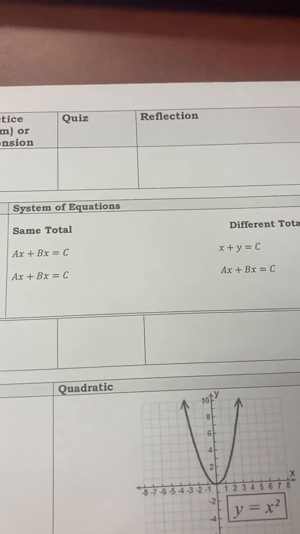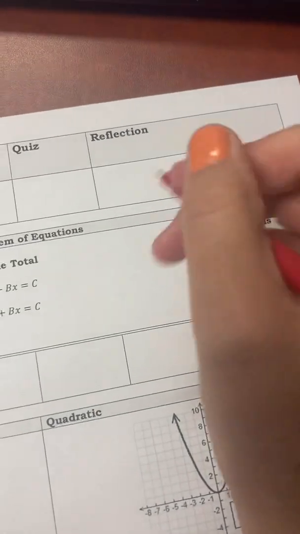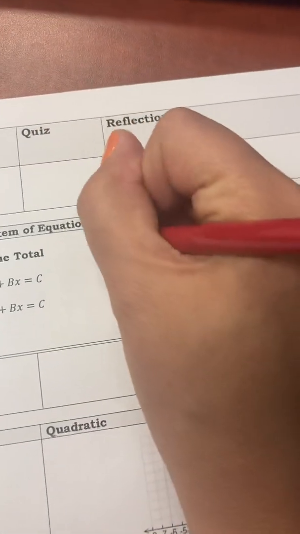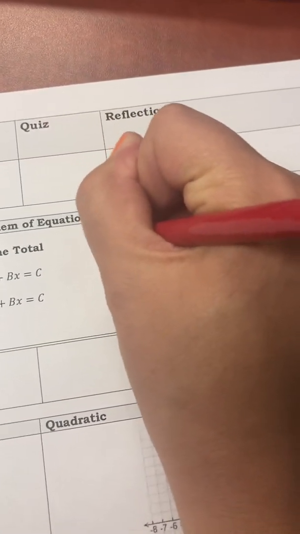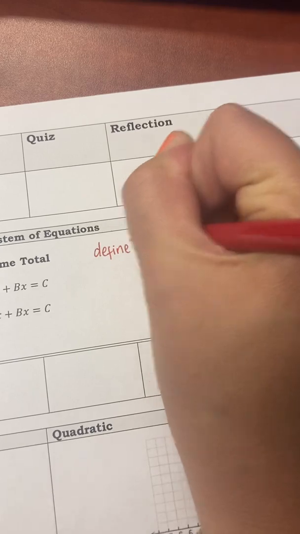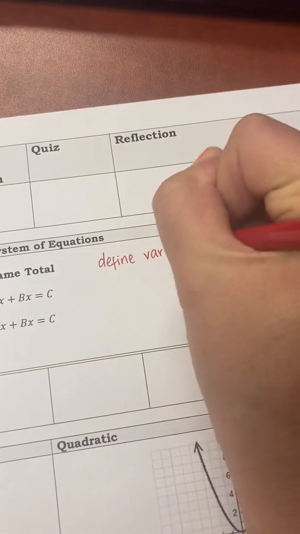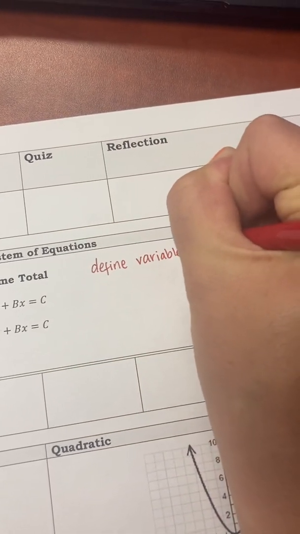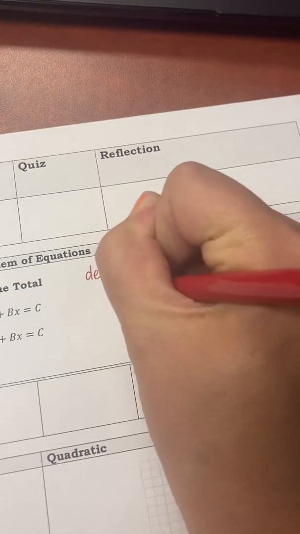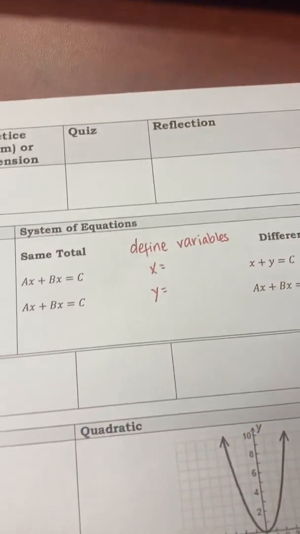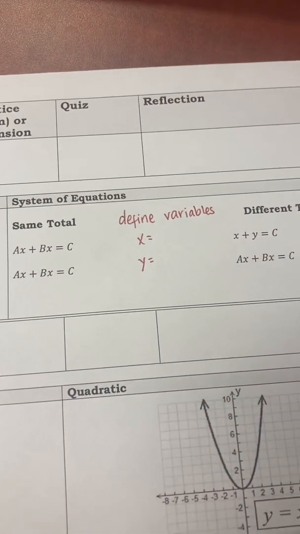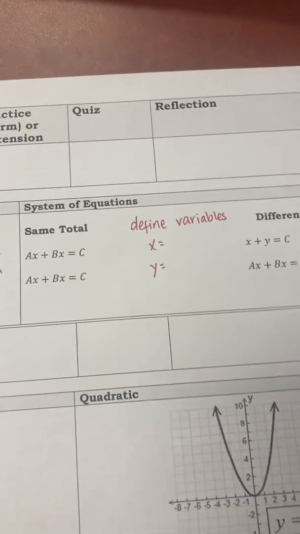Now, looking at systems of equations, there are two different types that we will set up. The thing that's the same for both of them is that we need to define our variables, meaning x equals something and y equals something. That's really important to make sure we're writing the correct equations.